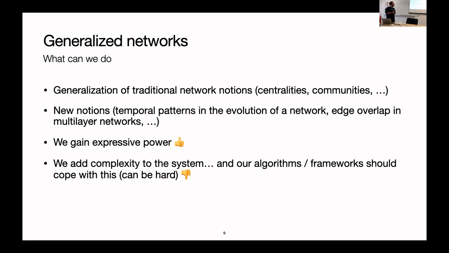So the key idea behind this first part of the talk is that we have this trade-off between the expressive power of networks and the complexity we need to add to the system to gain this expressive power. And usually when we add complexity to the system, we have more information, but our algorithms and mathematical frameworks become more and more complex. And we need to cope with this. And usually from a computational point of view, this can be really hard in general.